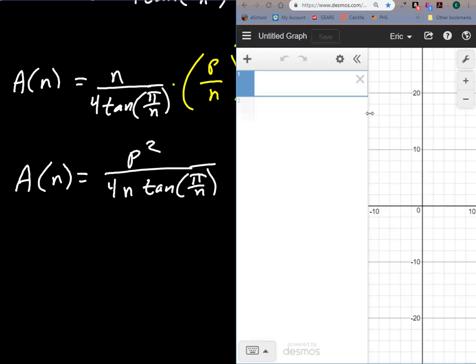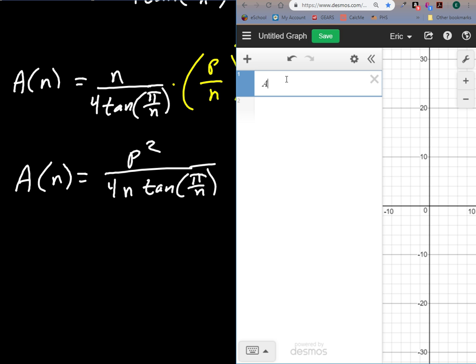Okay, so let's put that in. So A equals, I'll show you a cool trick on Desmos here too. A equals P squared divided by... I'm going to call it y too. So A is going to be y and n is going to be x. I think in Desmos we have to do that. P squared divided by 4x.